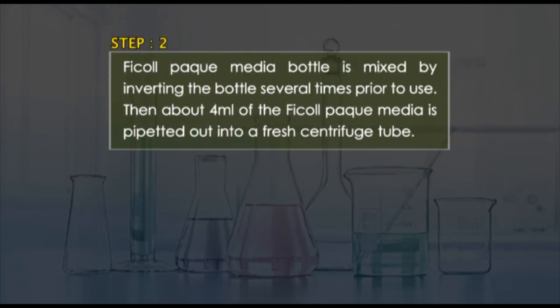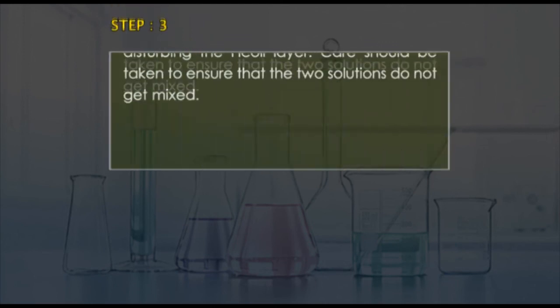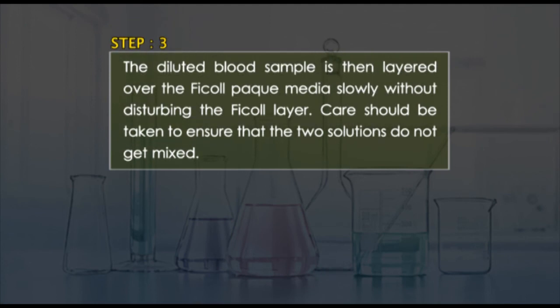In step 2, the Ficoll-Paque media bottle is mixed by inverting the bottle several times prior to use. Then, about 4 ml of the Ficoll-Paque media is pipetted out into a fresh centrifuge tube. In step 3, the diluted blood sample is then layered over the Ficoll-Paque media slowly without disturbing the Ficoll layer. Care should be taken to ensure that the two solutions do not get mixed.